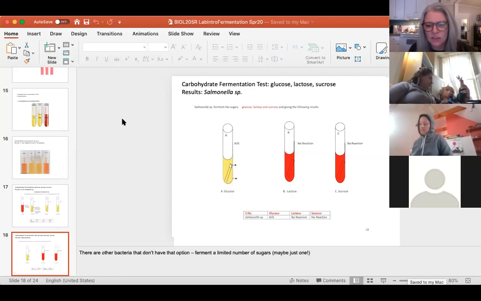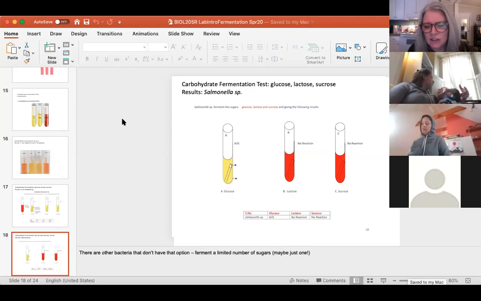Now take a look at the glucose tube. This looks just like the glucose tubes we saw with the other organisms. It's yellow, the media is yellow, and there's a little bubble of gas at the top of the Durham tube. So our Salmonella was able to ferment glucose and produce a gas.